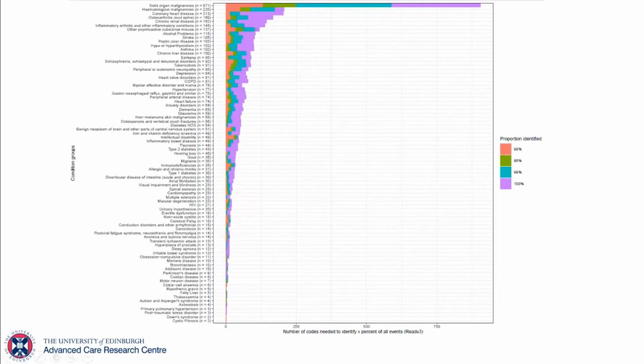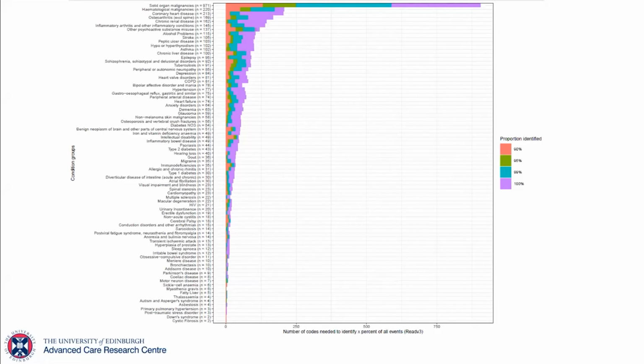Okay, so you've gone through all this effort to make code lists, and so what we have now is these are the conditions that we include, and they're sorted. The top one is the category with the most codes. This is Read version 3, so solid organ cancer has got more than 900 codes. All the way down to cystic fibrosis, easy peasy, there's only 2 codes. And this is then saying, okay, do you really need all those codes?